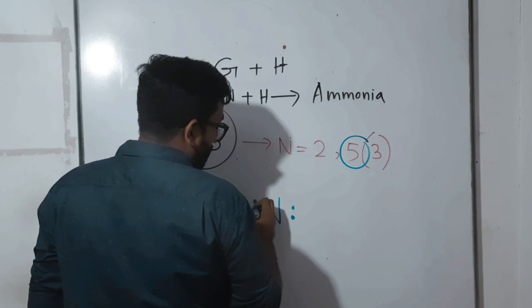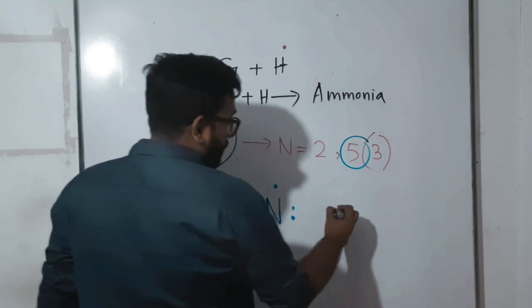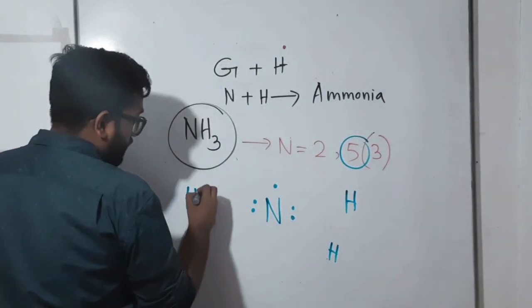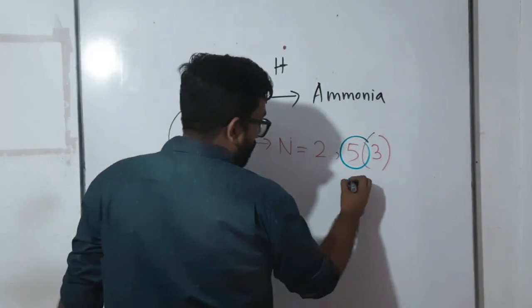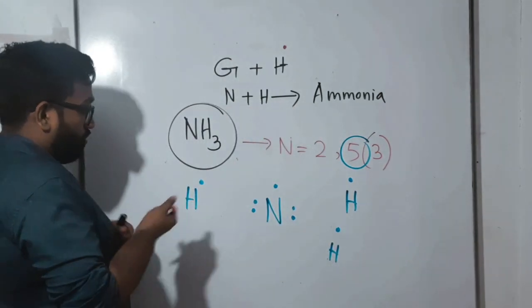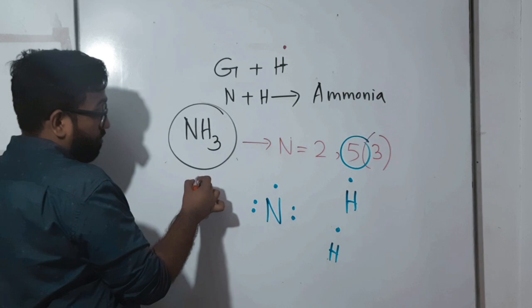1, 2, 3, 4, 5. Now 3 hydrogens are here. Only one hydrogen, another hydrogen, another hydrogen. Each is consisting of 1 electron. Then what happens? This hydrogen is calling here: shall I give my electron for you?